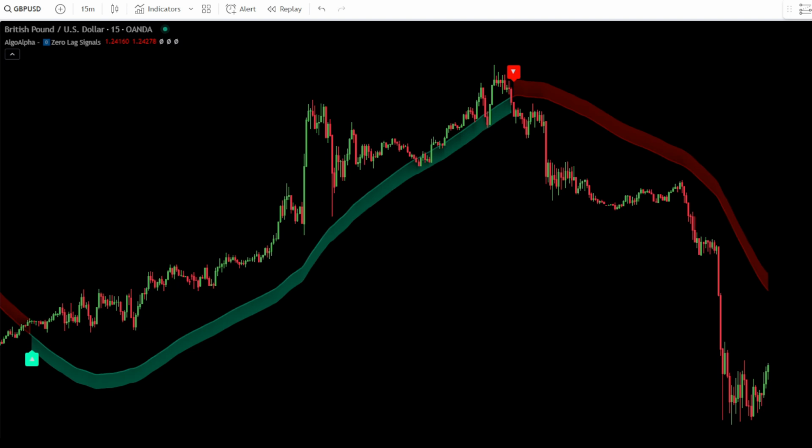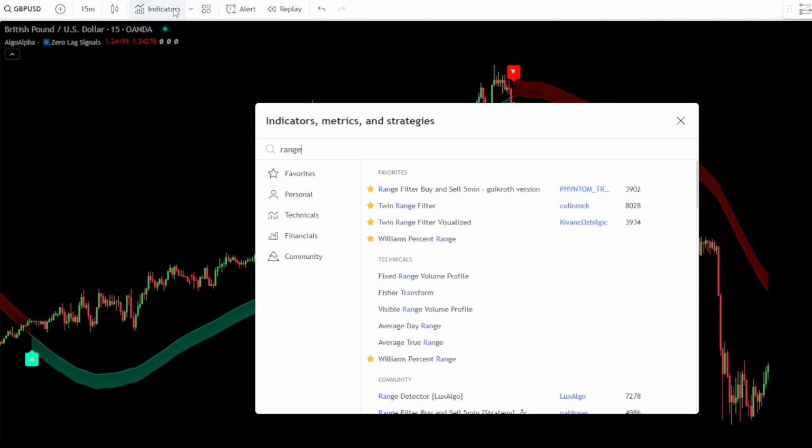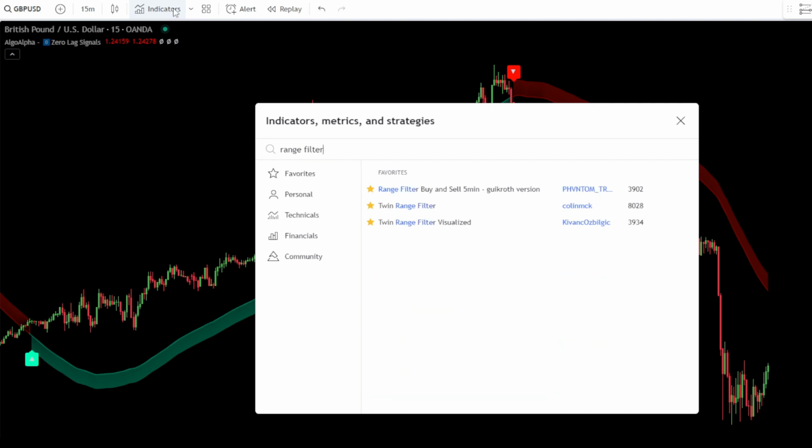Now, add the second indicator that will be used as a guide for placing orders in the market. Go to the Indicator Search tab and type Range Filter V2. Then, select the Range Filter V2 indicator by Raphael Zioni.